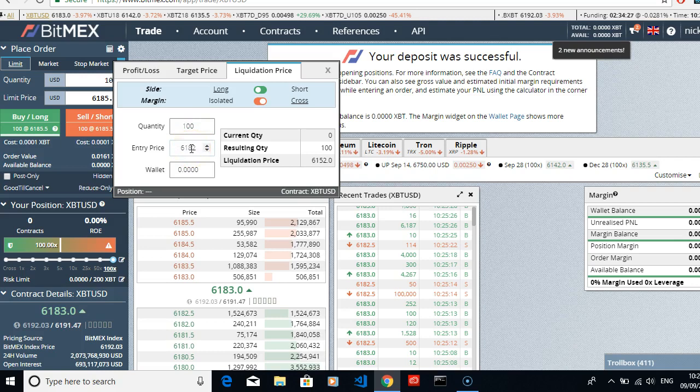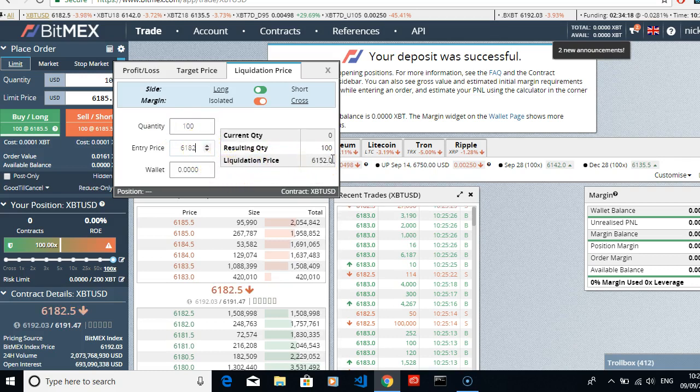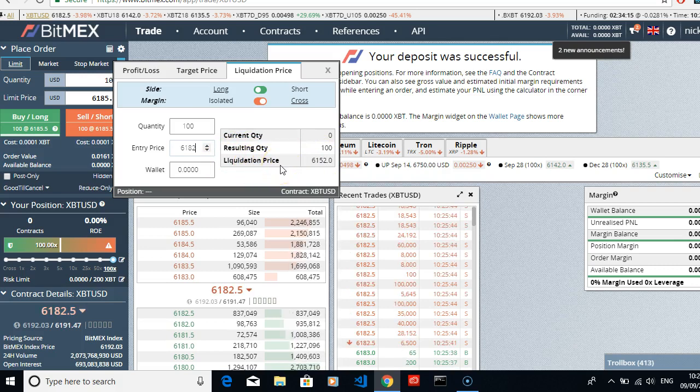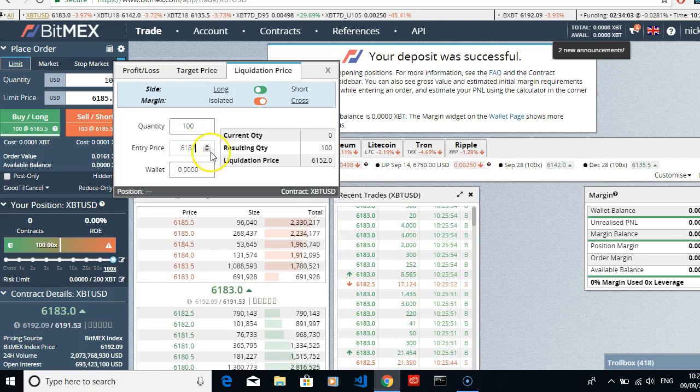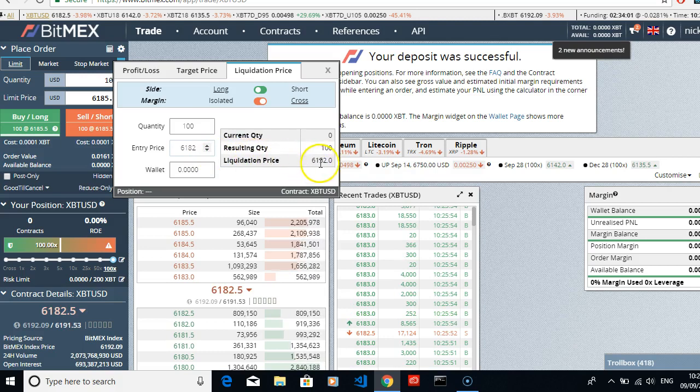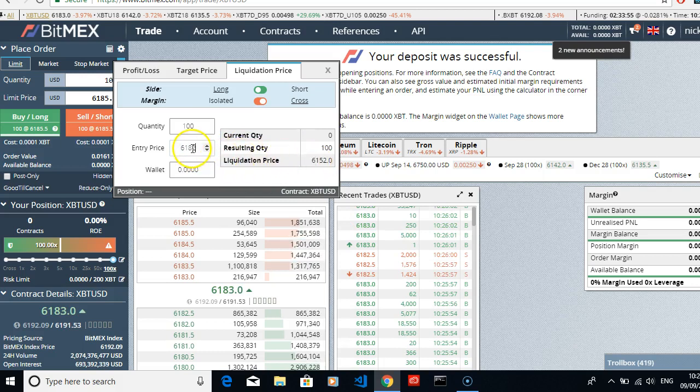The entry price 6182. But let's have a look when you would get liquidated and lose your $100. So it's 6152, the liquidation price, which means the market for Bitcoin has only got to go down $30, which can happen in seconds. So 6182, you're entering at, and if that price falls to 6152, which it can within minutes because it's so close to your entry price, only $30, then you've lost your $100 very, very quickly. So that's what would happen with that.